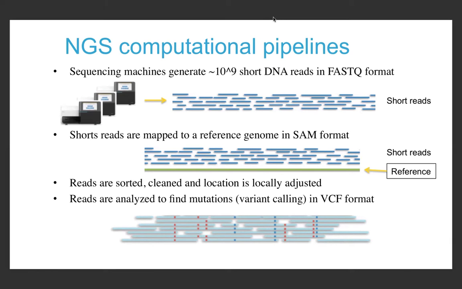Afterwards, the reads in the SAM file are sorted, cleaned, and locally realigned so that a more accurate location for their position on the DNA can be identified. Finally, we use this readjusted file and compare it with a reference DNA again to identify the mutations or the variations in the sample DNA compared to a gold standard DNA. This process is called variant calling, and the output format of this process is a VCF file, or variant calling format file.